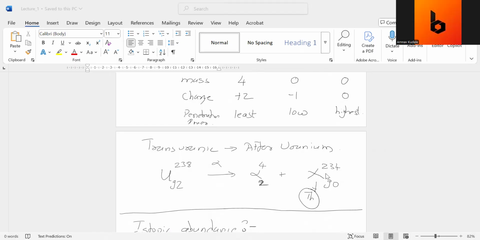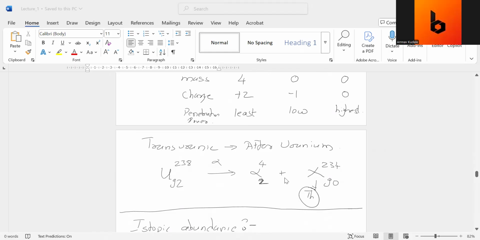So you get a new element. After decaying, you get a new element, and that new element has an atomic number of 90. If you compare that on the periodic table, you will see that it is thorium.